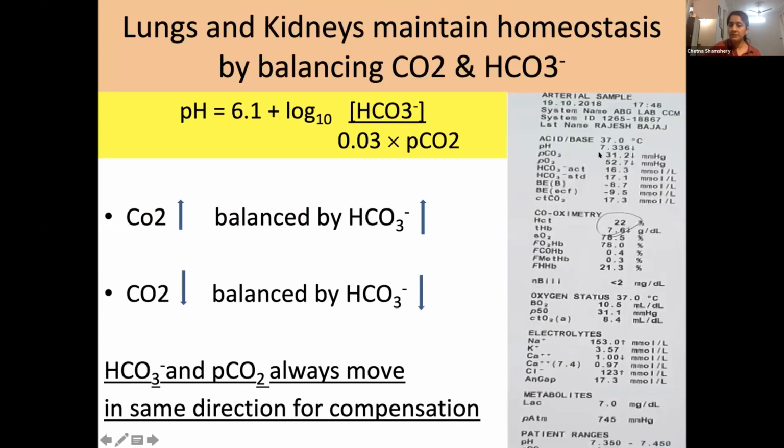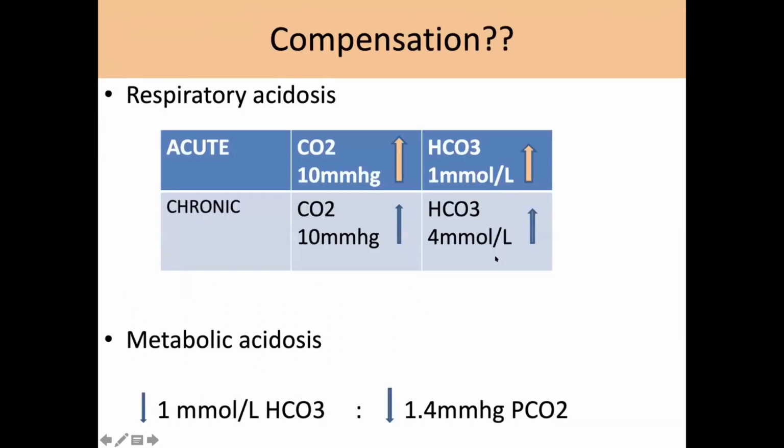For example, here, the pH is 7.336. It is mild acidosis. The PCO2 is low. They are moving in the same direction. So this is metabolic. Now let's see, the bicarbonate is going down and the CO2 is also going down. So both of these are trying to compensate for each other. So we know that one system is trying to help the other.